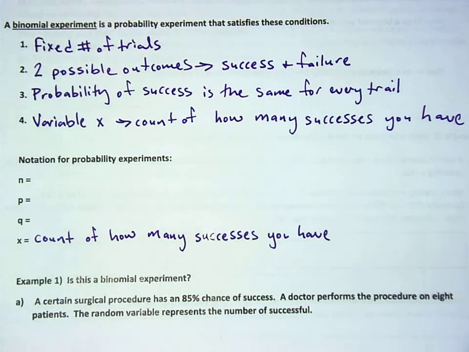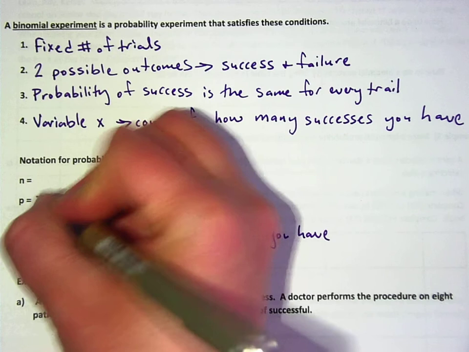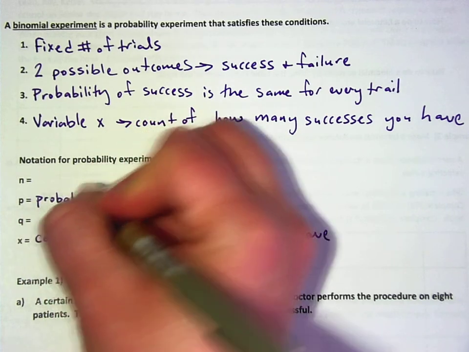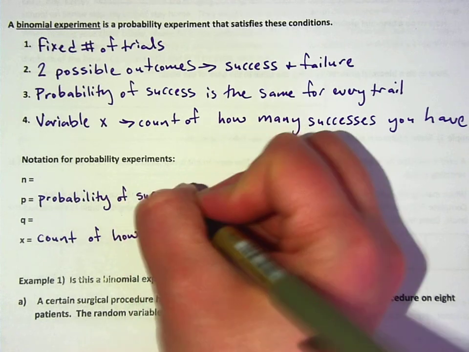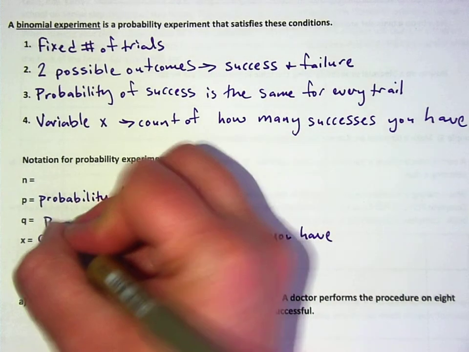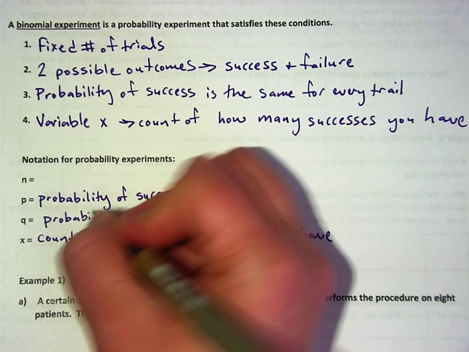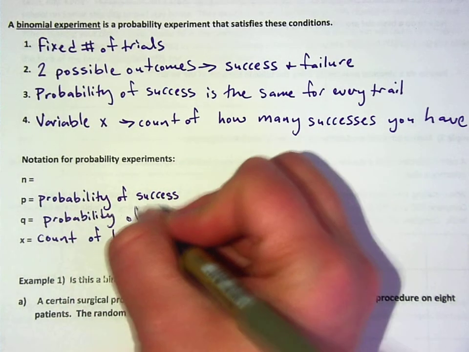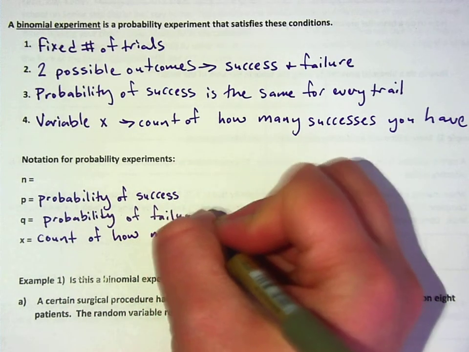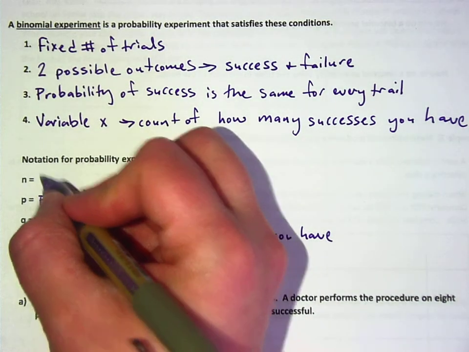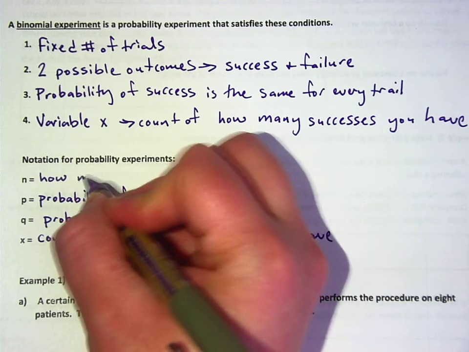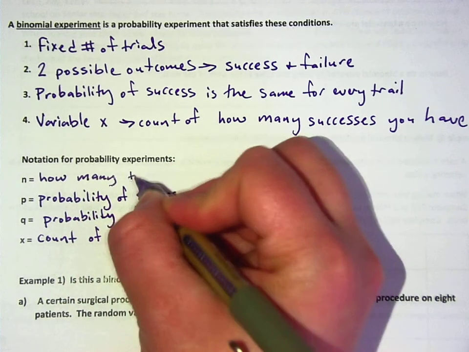You ever write something too often and you're like, that can't be how that's spelled? P is the probability of success. Q is the probability of failure. And N is how many trials you're going to do.